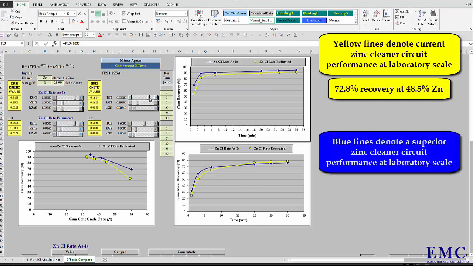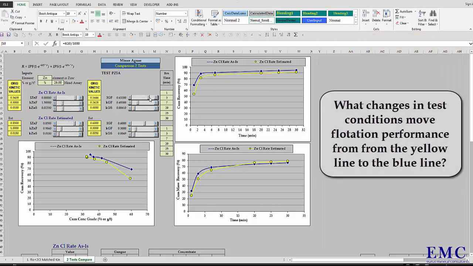The blue lines describe superior flotation performance, and by simulation we have seen that this increases zinc recovery by 2.3% to 75.2%. The task now is to determine what test conditions need to be changed, such as grind, reagents or pH, etc., in order to achieve these results. The improvement in zinc recovery time and recovery grade curves may seem small, but the effect on the plant is large.